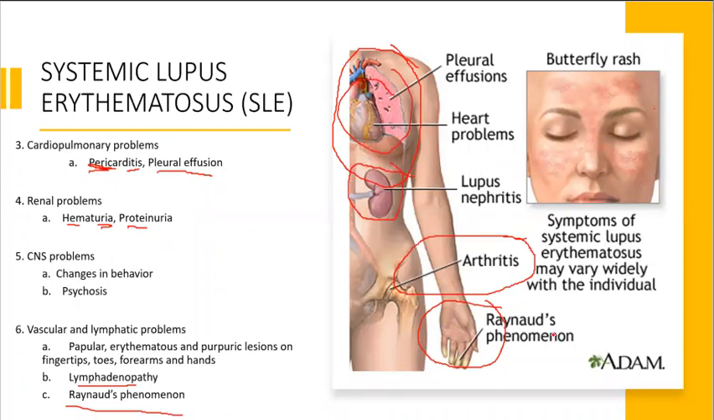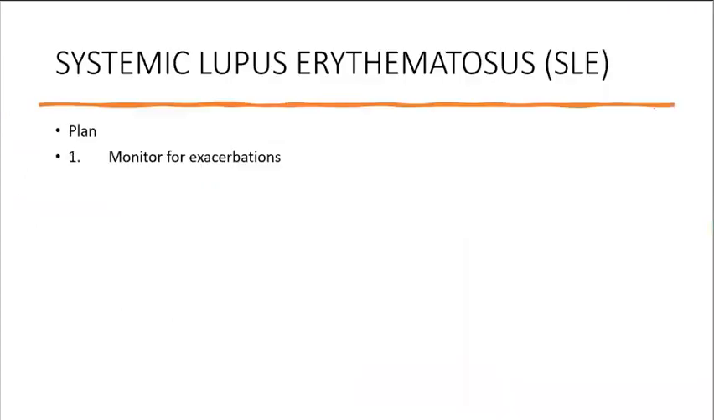Again, with Raynaud's phenomenon, once they're exposed to cold, they start complaining of pain in their fingers, the digits start changing color. That's your Raynaud's phenomenon. What's our plan for clients with systemic lupus erythematosus?